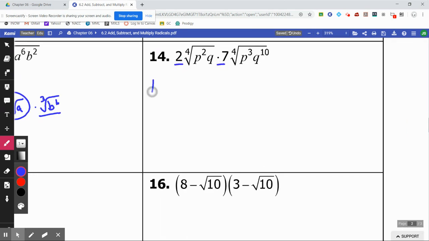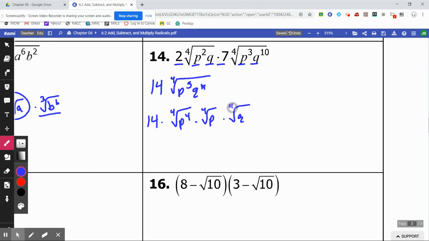2 times 7 gives you 14 times the fourth root of, count your p's, p squared, p to the third, to be p to the fifth. Count the q's, there are 11 of them. Let's split it into some things that I can do. I need multiples of 4 here, so I'm going to split it into p to the fourth and p to the first. That's the smallest multiple of 4 smaller than 5. Then over here, my 11, I'm going to split into the fourth root of q to the smallest multiple of 4 under 11, which would be an 8. So an 8 and a 3.